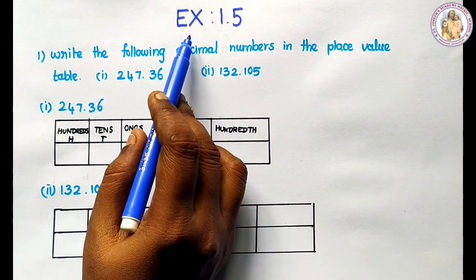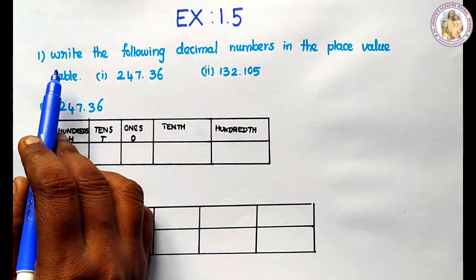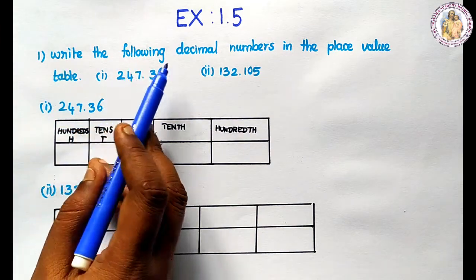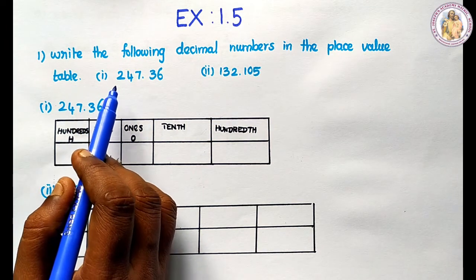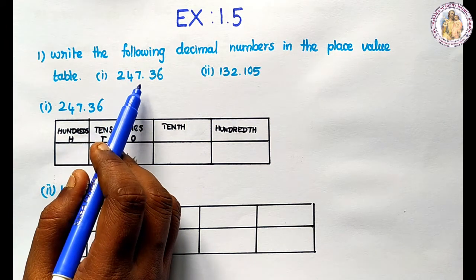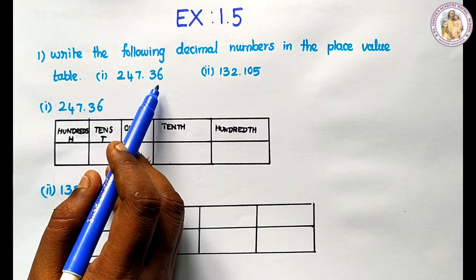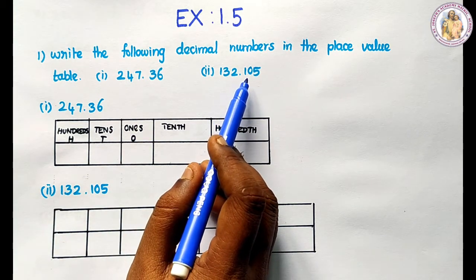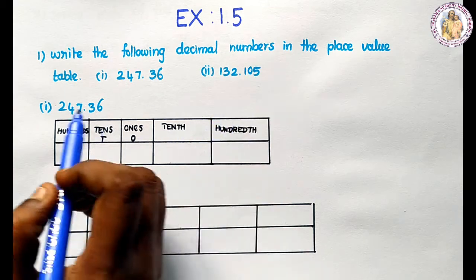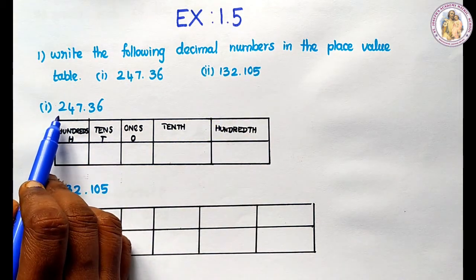Look at this exercise 1.5. First question. Write the following decimal numbers in the place value table. First one, 247.36. Second one, 132.105.